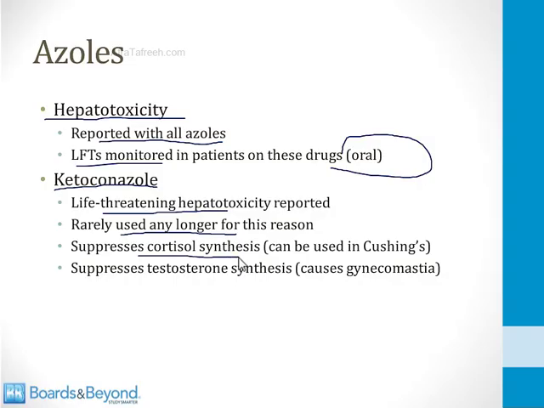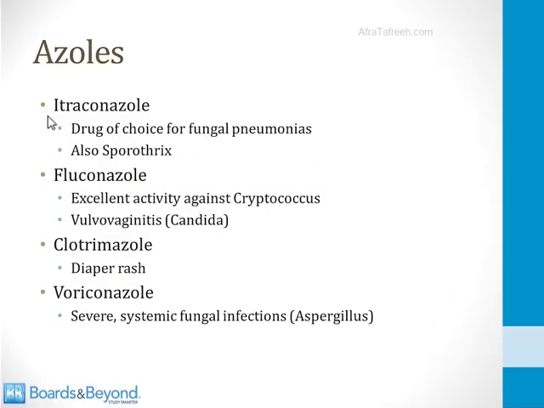Recall that the chemical structure of ergosterol is very similar to that of steroids like cortisol, so ketoconazole is sometimes used in Cushing syndrome to suppress the synthesis of cortisol. It's also got a well-described side effect of blocking testosterone production, and this can cause gynecomastia in men who take the drug. Let's talk about some of the other azoles.